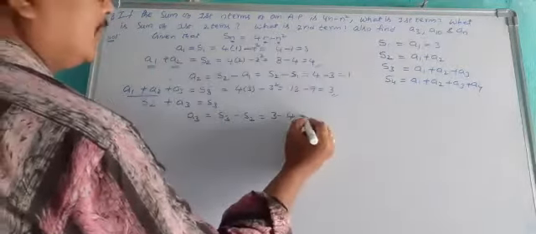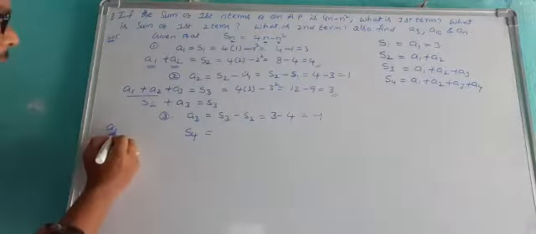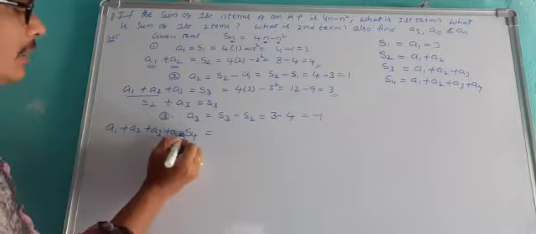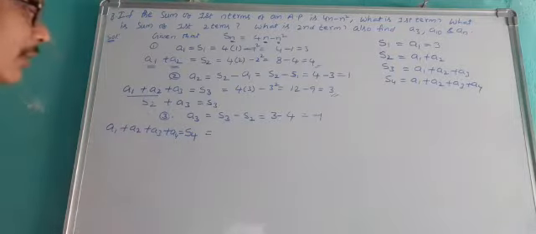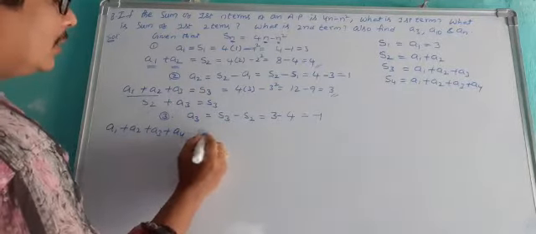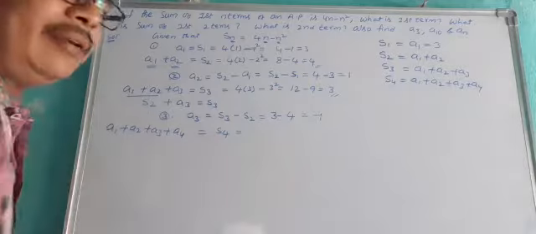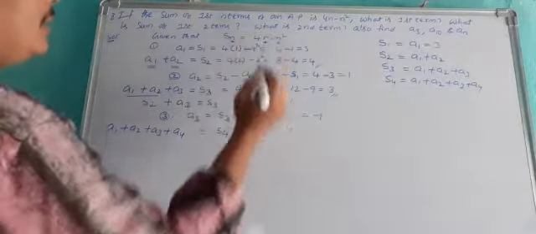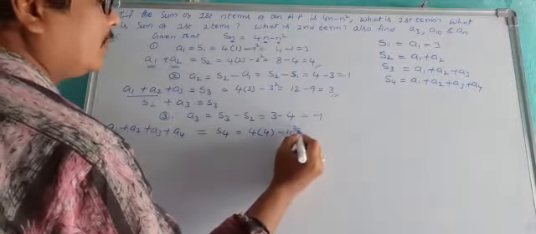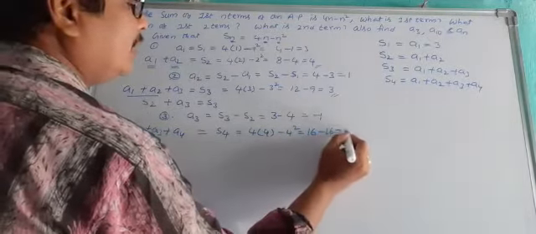Now the fourth one, next one, S4. S4 means what? The sum of the first four terms. That means A1 plus A2 plus A3 plus A4 is equal to S4. We have to find S4. Instead of n, you have to substitute 4. 4 into 4 minus 4 square, 16 minus 16, that equals 0.